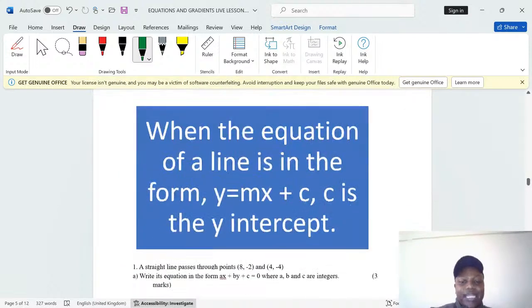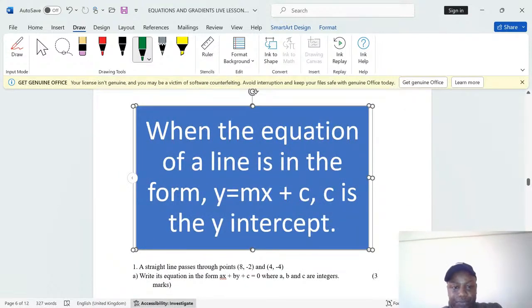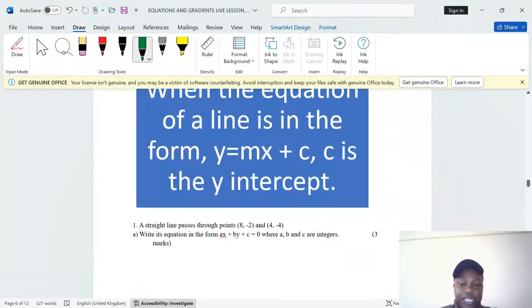But again, there is a better approach, whereby we say that when the equation of a line is in the form y equals mx plus c, c is the y-intercept of the line. And we are going to see that.